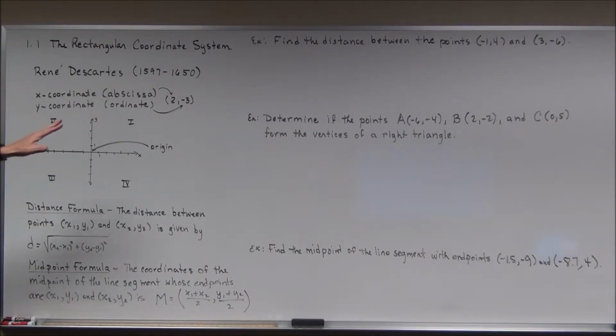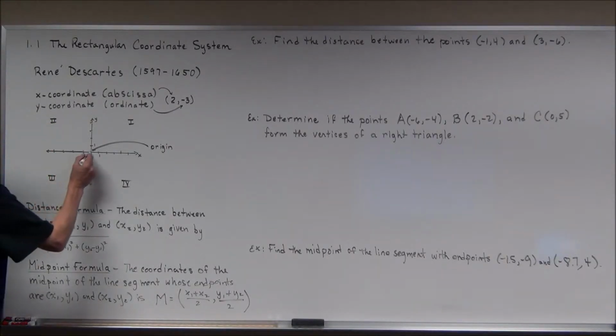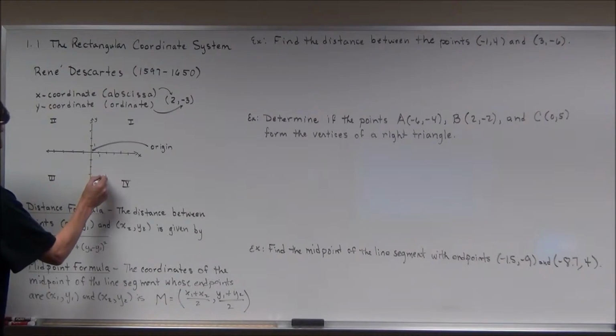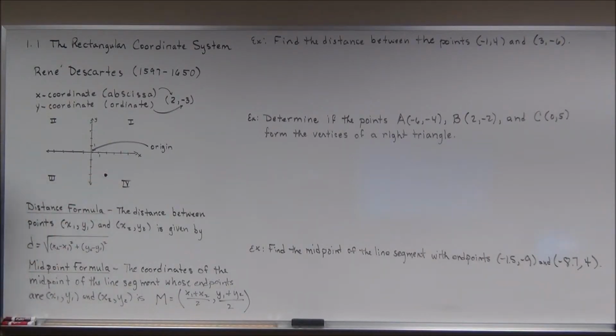And of course, if I want to graph the point (2, -3), I start at the origin. The first number tells me right or left, over 2 units. The second number tells me up or down, negative, down 3. And I put a point to represent that ordered pair (2, -3).